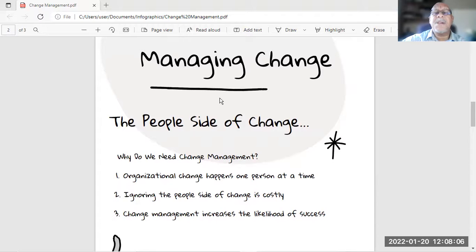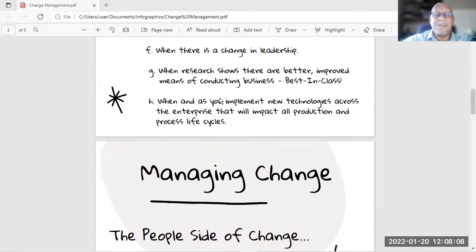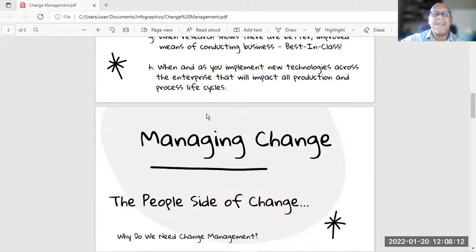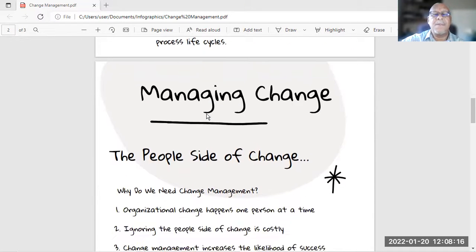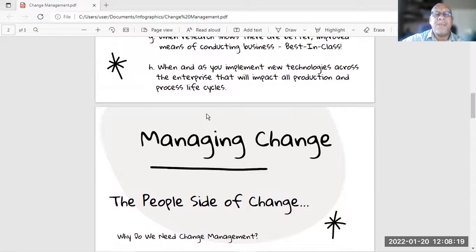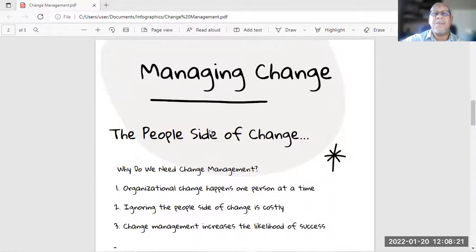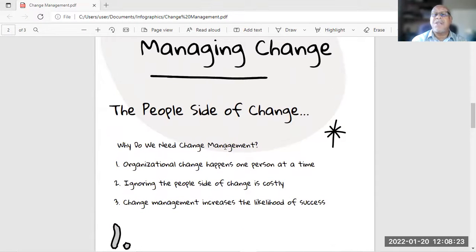So the people side of change, that's what we're really talking about. All of the underlying aspects of these technicals and fundamentals is that people have to execute. So why do we need change management? There are three fundamentals. Organizational change happens one person at a time. We've seen that. And the expression, the ocean is but one drop of water. It can send a ripple through the whole lake or the pond.